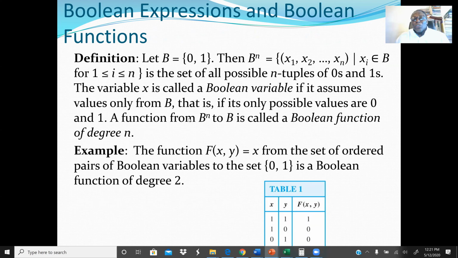Now, with this, the Boolean expression is also a Boolean function. We know a function always has a variable. So here we give the definition of a Boolean function.